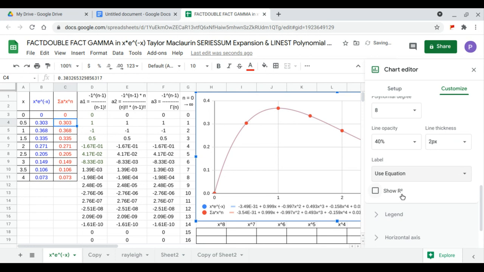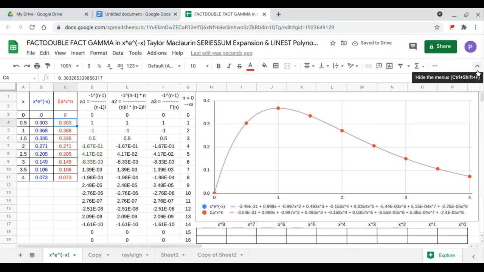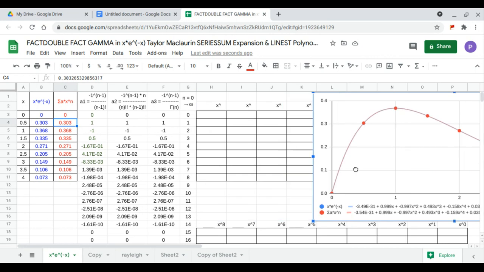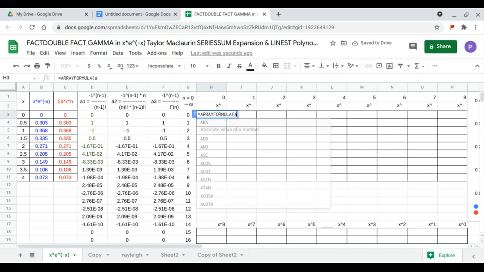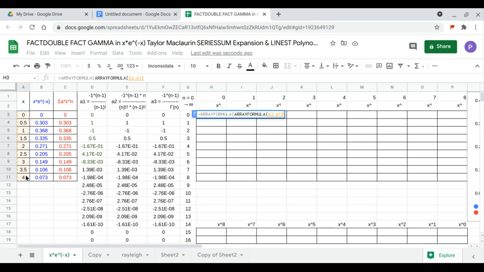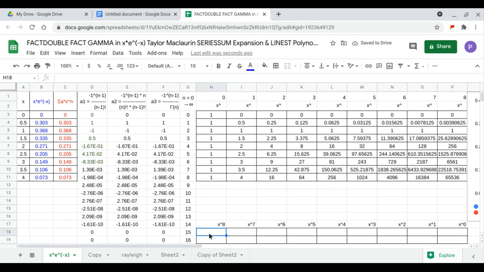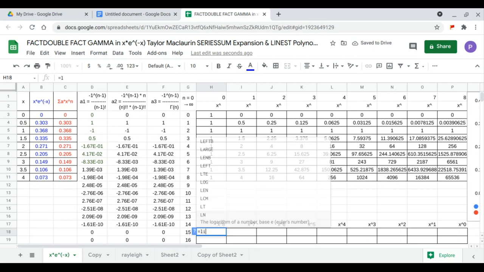The label, use the equation. The legend's already at the bottom. So you get the trend line and the trend polynomials. We'll calculate these regression coefficients using Linest. To do that, we complete the Linest matrix, starting with the power, which is equal to transpose 0 to 8, because it's the 8th degree. And the elements of the matrix are a formula of the x values raised to the power 0 to 8.